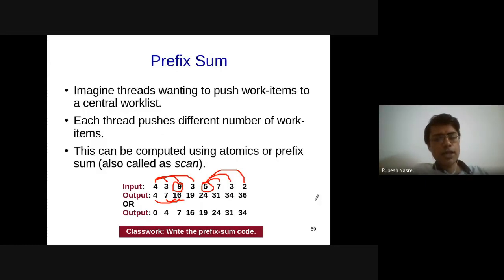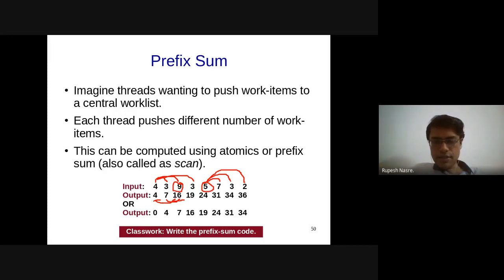The small issue there might be that if thread 0 needs to again write at all the next positions, right? So that might turn out to be a sequential bottleneck. Is there something that we can do for this?